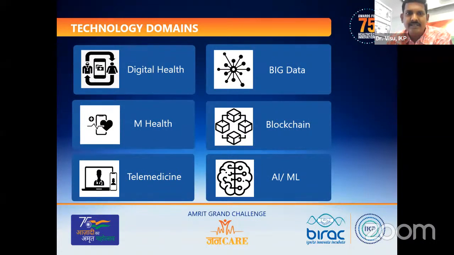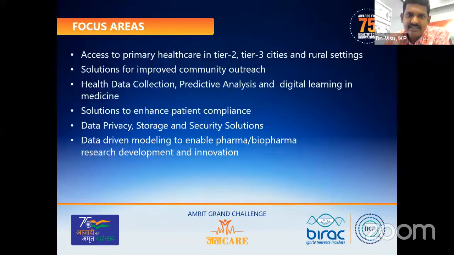So there are 6 broad technology domains. While filling the application, you need to select one of these: digital health, big data, mHealth, blockchain, telemedicine, AI and ML. And there are 6 focus areas. Though there is a provision to select more than one, we urge you to select one focus area: access to primary health, solutions for improved community reach, health data collection, predictive analysis, and digital learning, solutions to enhance patient compliance, data privacy, storage, security solutions, and data-driven modeling to enable pharma and biopharma research and development.